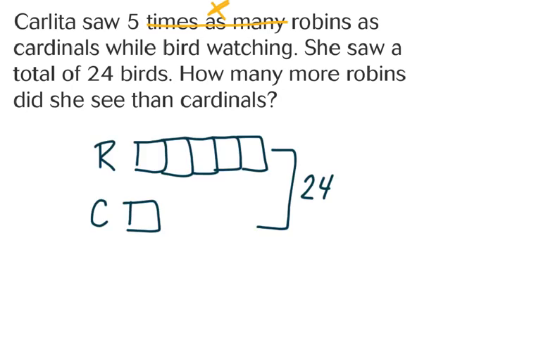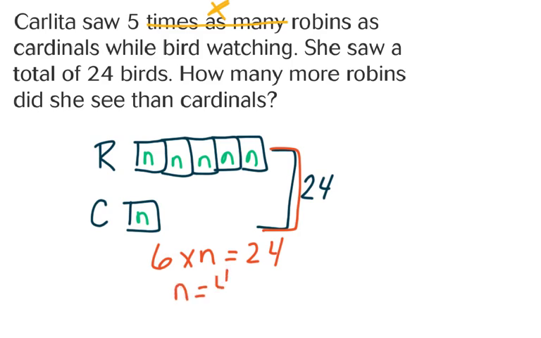This is what your model should have looked like. You have 5 boxes for robins and 1 box for cardinals, and you're solving for n. Because 24 is your total off to the side, you're going to count all of your n's, and you end up with 6. So 6 times n is equal to your total of 24. When you think about multiplication and solve, n is equal to 4. So I'm going to replace that in my model. Now my last step is to reread my problem and solve for my final question.